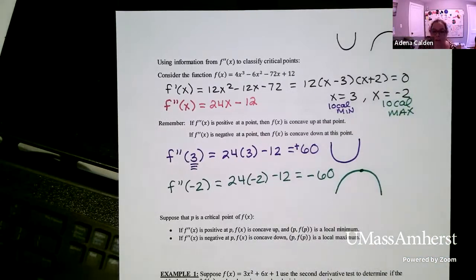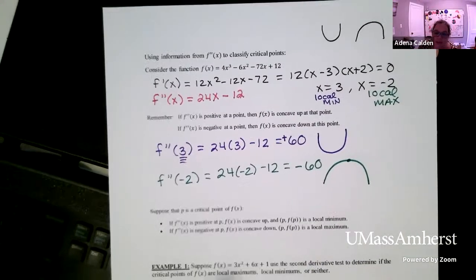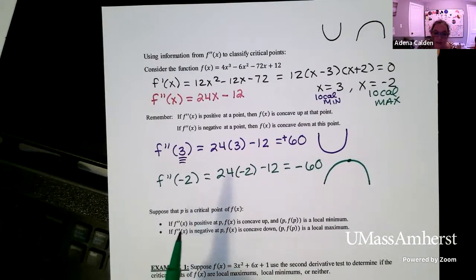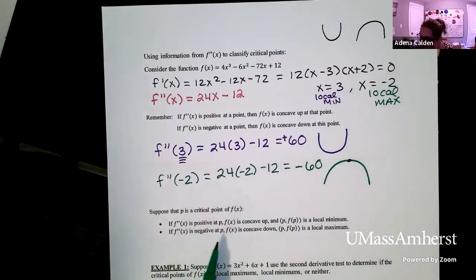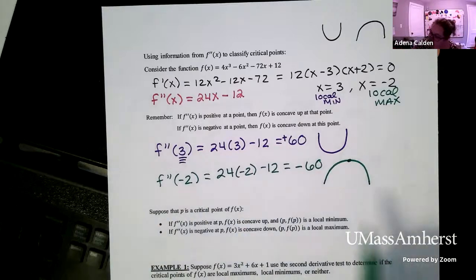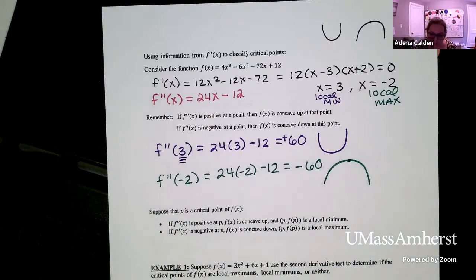Okay, so we add to our list now our third test that says if the second derivative is positive at our critical point P, the function f of x is concave up, and it makes our critical point a local minimum. If the second derivative is negative at P, the original function's concave down, so it makes our critical point here a local maximum. So we are able to use the second derivative to again classify our critical points.